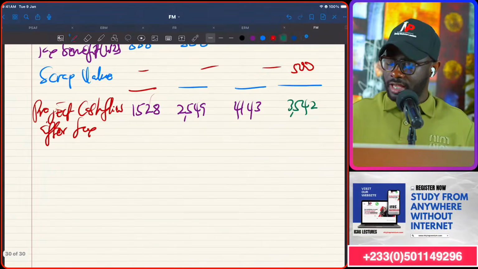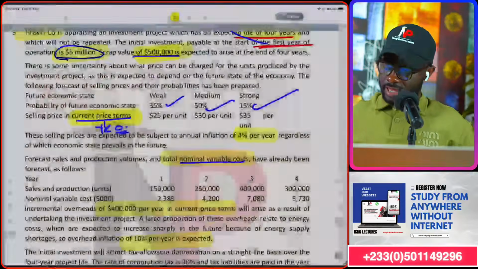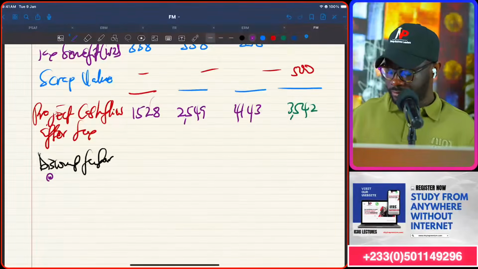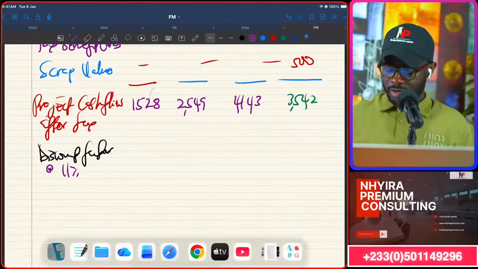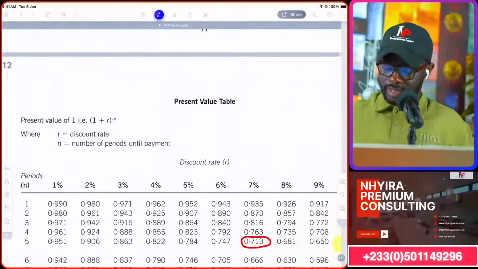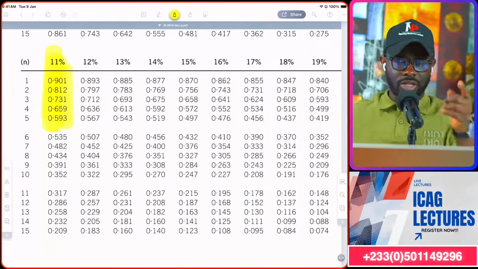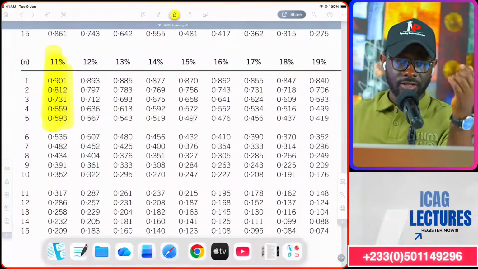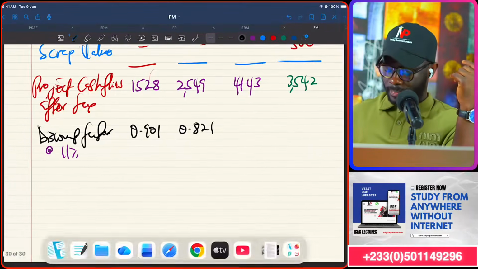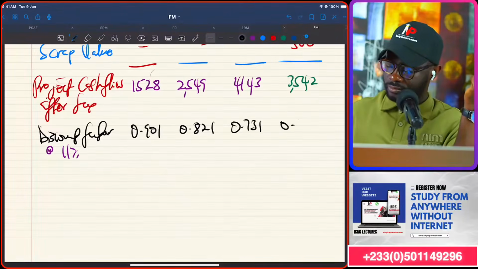Then we bring in the discount factor. So what's our discount factor here? The nominal after tax cost of capital is 11%. So at 11%, we can read that on the present value table. The first table is the present value table. So here is 11%. So these are the things we are going to be reading: 0.909, 0.821, 0.731, 0.659. There we go.